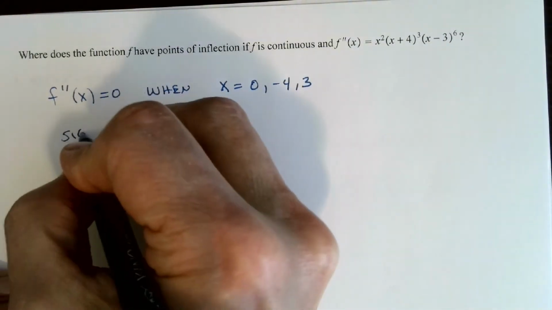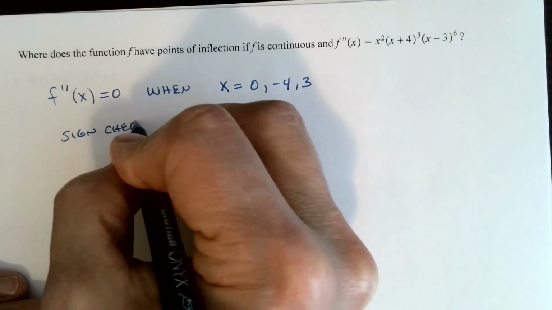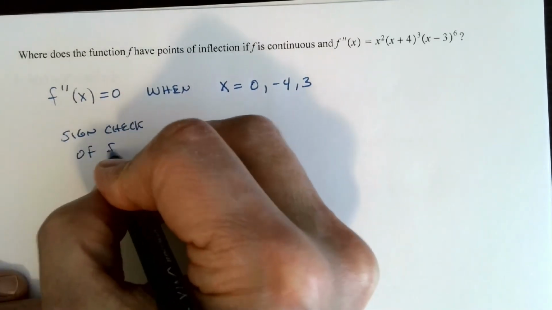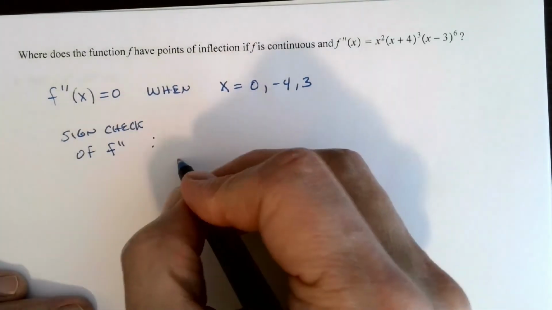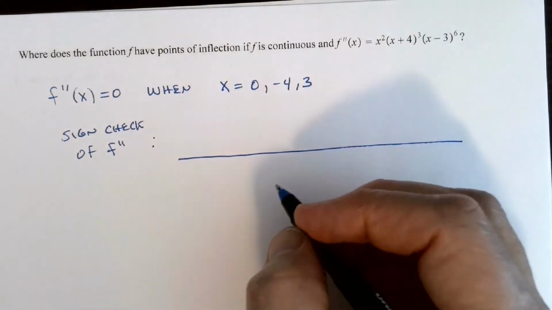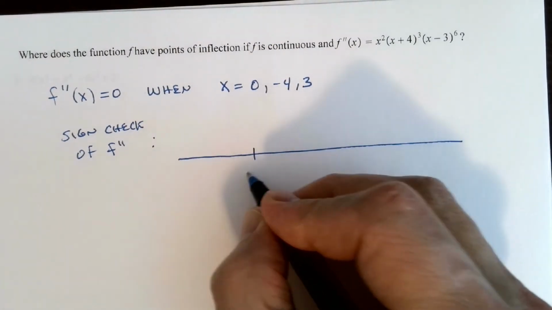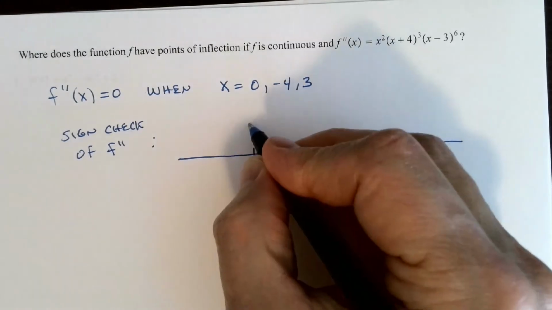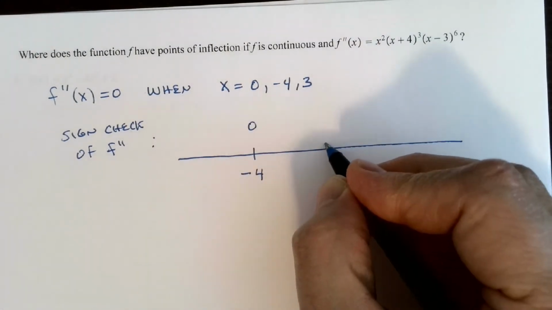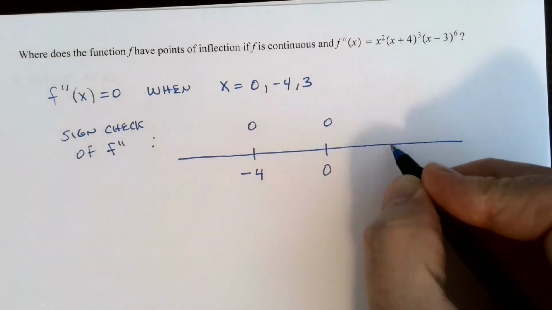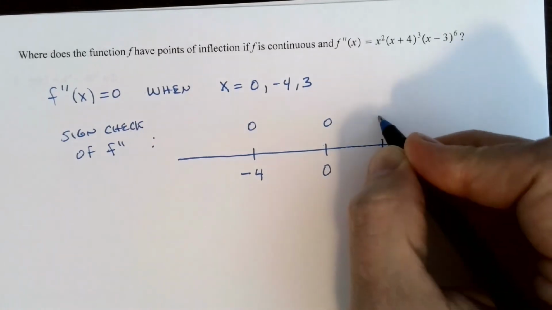And let's do a sign check of f double prime. And we could do a sign check pretty quickly here. So at -4, we're 0. At 0, we're 0. And at 3, we're 0.